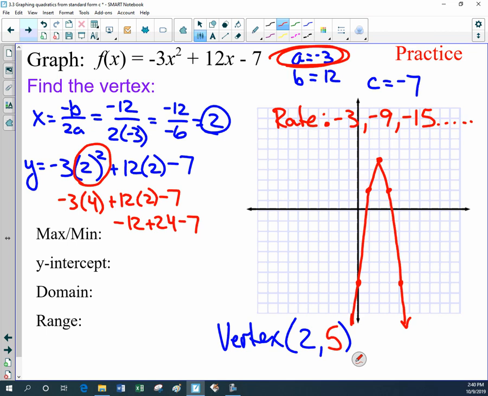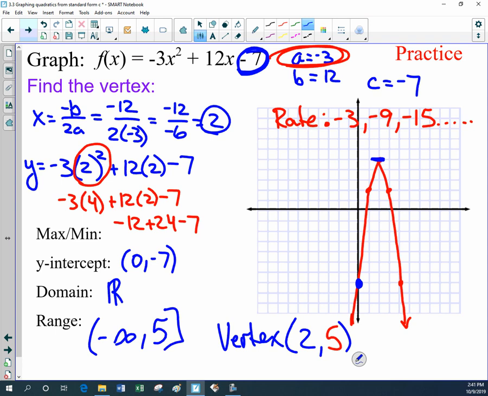And let's double check here. So the y-intercept is at negative 7. So 1, 2, 3, 4, 5, 6, 7. Here's our y-intercept. That matches up with what we have on our graph. So that's good. So (0, -7). Domain, all real numbers. The range, so it starts clear down at the bottom at negative infinity, and it's going to come all the way up to positive 5. And then the vertex is a max. It's the highest point on the graph.